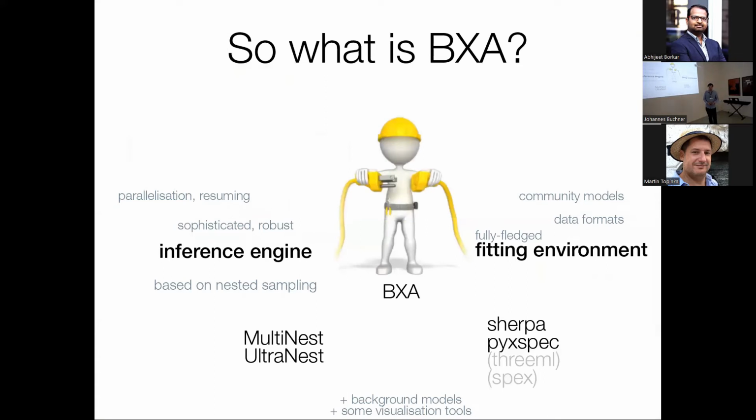Okay, so that was nested sampling. What is then BXA? BXA is actually just about 50 lines of code, if you come down to it. And it's just plugging 2 things together. One is a fully fledged fitting environment like Sherpa and PyXspec, which can work with community models and can read the data formats that are used. And it plugs that into some sophisticated inference engine based on nested sampling.